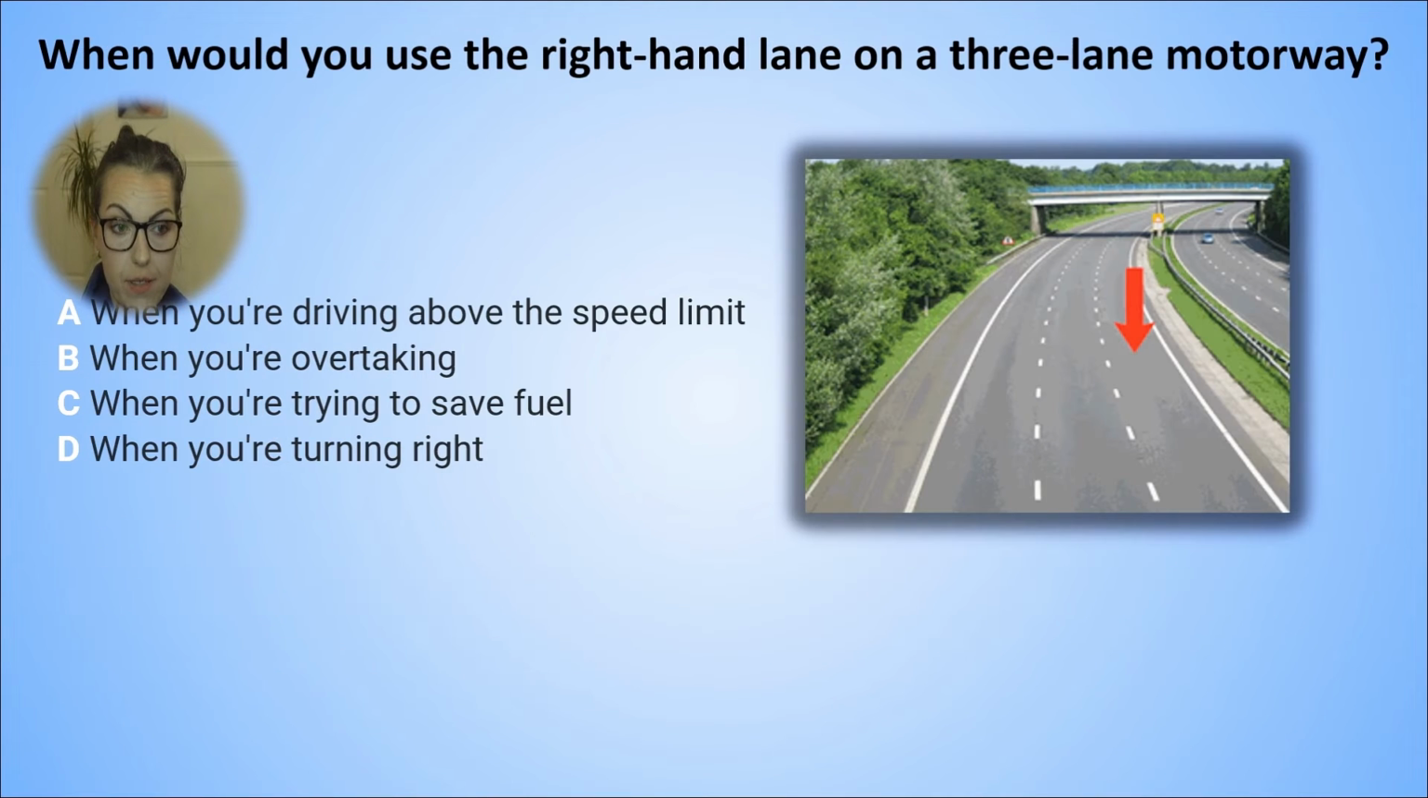Next question. When would you use the right-hand lane on a 3-lane motorway? A. When you are driving above the speed limit. B. When you are overtaking. C. When you are trying to save fuel. D. When you are turning right.